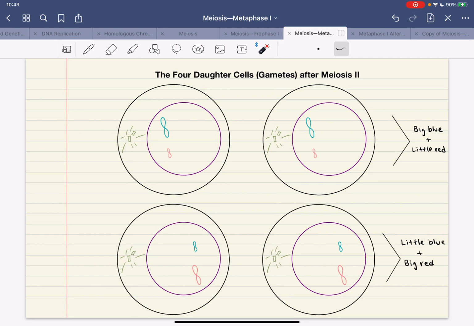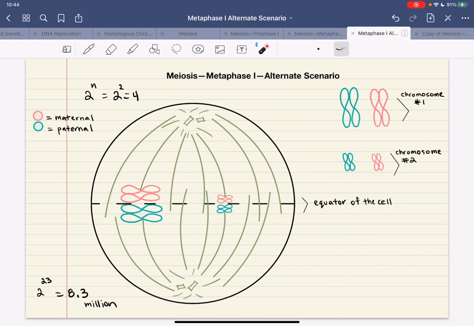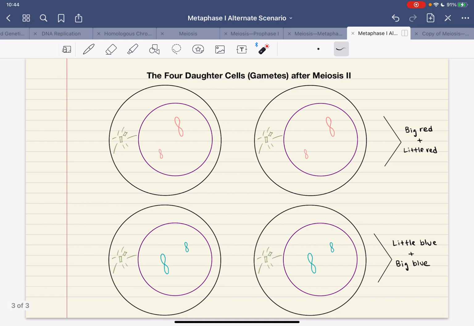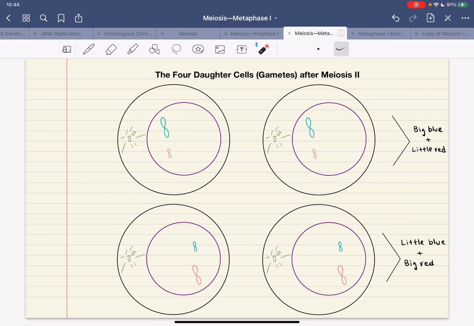Now remember I said in our hypothetical cell here, there's 4 different types of gametes that we can produce. Here's one of the types. They can have a big blue and a little red, or it could have turned out this way. We could have got a little blue and a big red. Or if you really want to get into it and look at scenario number 2, it could have turned out this way. You could have got big red, little red, or big blue, little blue. All 4 of these outcomes are just as likely to happen.